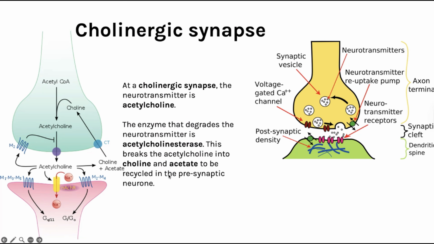A cholinergic synapse is a particular synapse with the neurotransmitter acetylcholine. So it's exactly the process we just went through, except you need to say acetylcholine whenever you would have said neurotransmitter. And you need to know that the enzyme that breaks down the acetylcholine is acetylcholine esterase. And that will break down or hydrolyze the acetylcholine into acetate and choline, which then gets recycled.